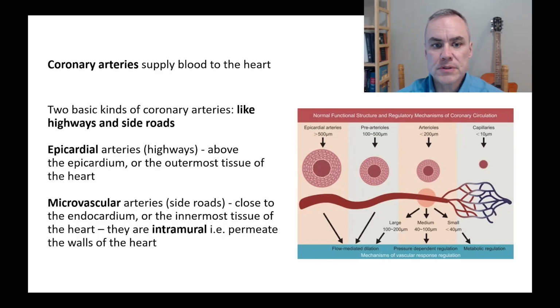What intramural means is that intra means inside, and mural means walls. Like if you play intramural sports, that means you're playing other people within the walls of the building, like a school or something. But an intramural course of arteries means it goes into the heart muscle. So the microvessels that are the side roads off of the highways are supposed to go into the heart muscle. And they do, and that's how the heart gets its blood. They're supposed to feed the heart.